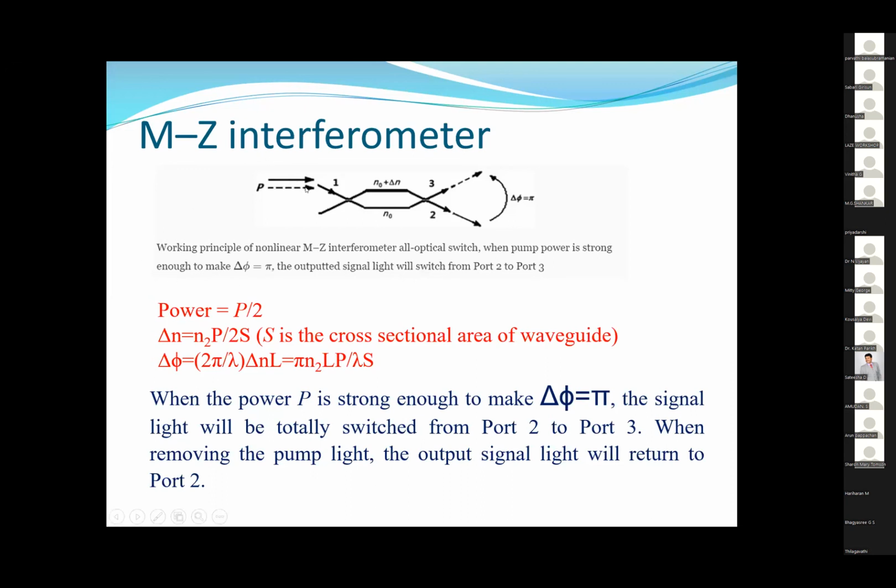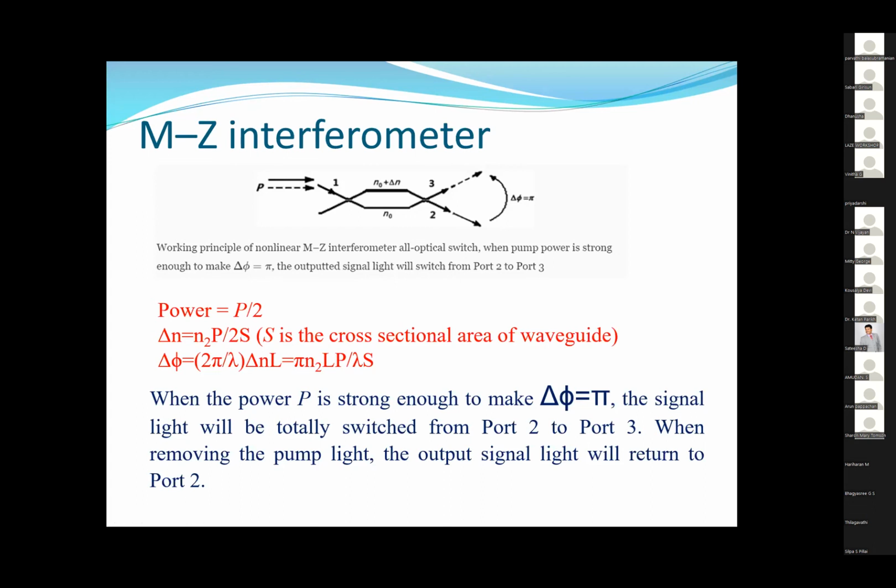This is my port 1. It divides the light into two beams traveling in the two arms. Remember, because the Mach-Zehnder interferometer is symmetric, the signal light will output from port 2 and divides into two beams going to the two arms, each having a power of P/2. Hope this is understood. Due to the Kerr effect, the pump light induces a refractive index change, say delta n, and delta n in the nonlinear arm will be proportional to the power P/2S, where S is the cross-sectional area of the waveguide.